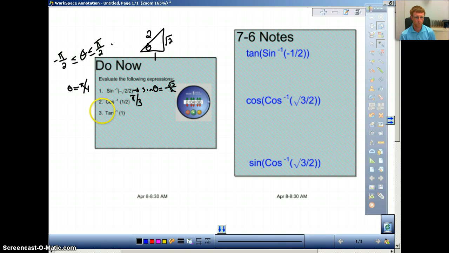Last one, inverse tangent of 1. Tangent of theta equal to 1 is going to be a 45-45-90 triangle because we have square root of 2, square root of 2, and then 2. Tangent is opposite over adjacent. Square root of 2 over square root of 2 is 1. So therefore this angle is going to be a 45-degree angle, which means that has to be pi over 4. Again, because it's positive, we know which quadrant it's going to be in, which is typically the first quadrant.